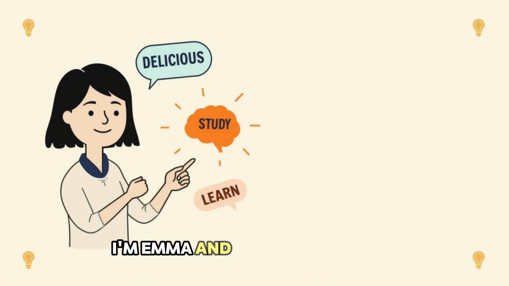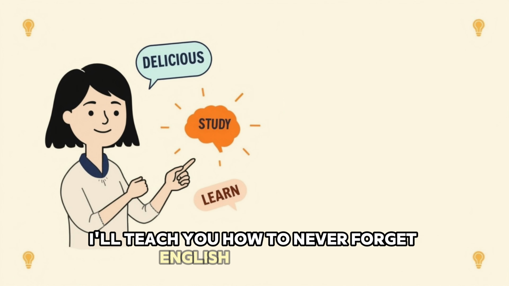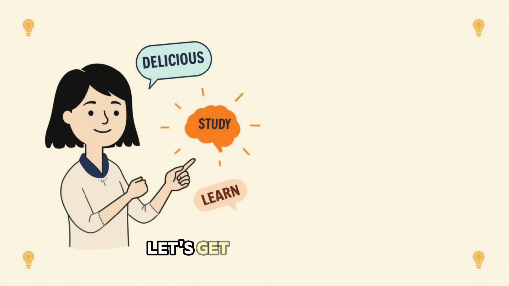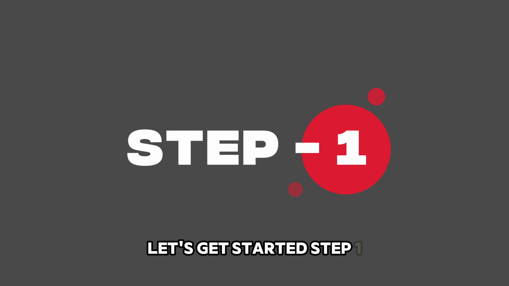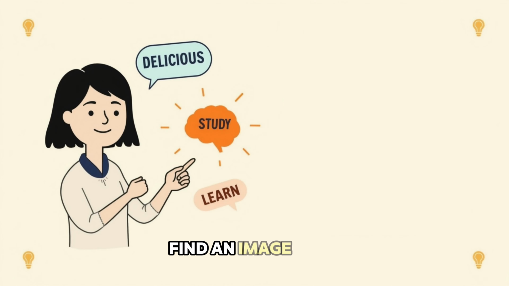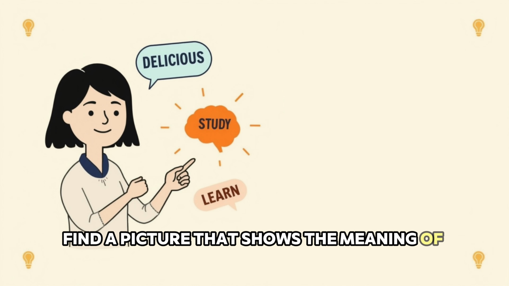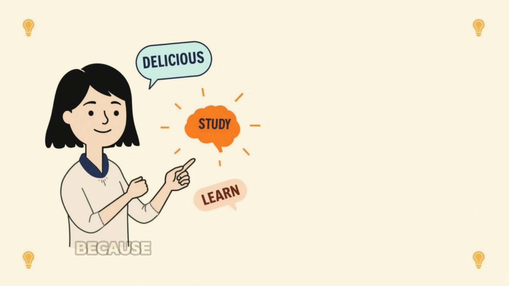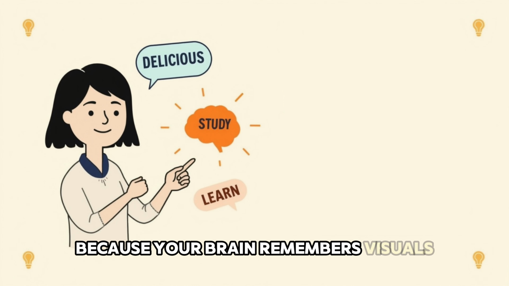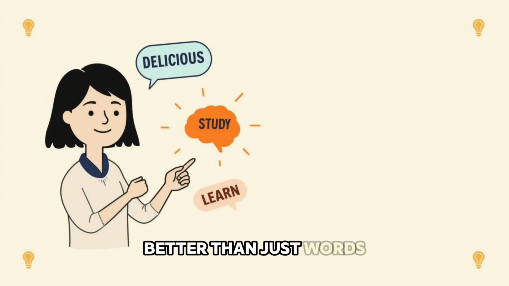I'm Emma, and in today's lesson, I'll teach you how to never forget English words again. Let's get started. Step 1. Find an image. First, find a picture that shows the meaning of the word. Why? Because your brain remembers visuals better than just words.